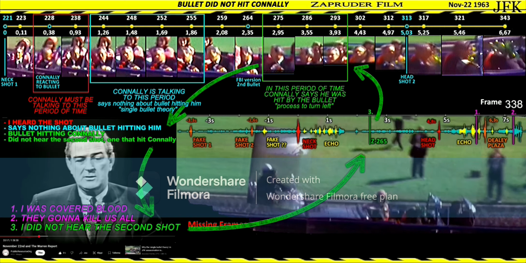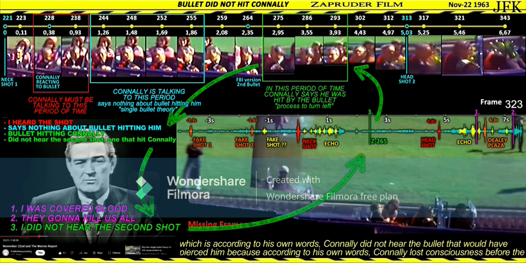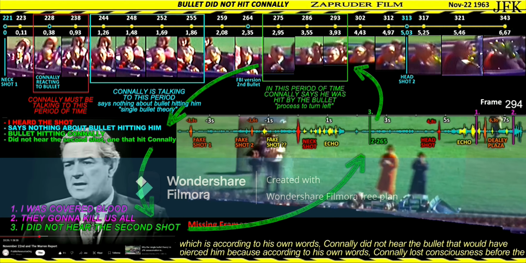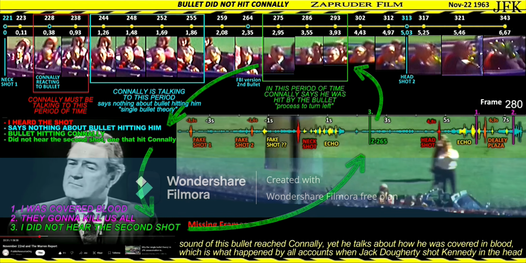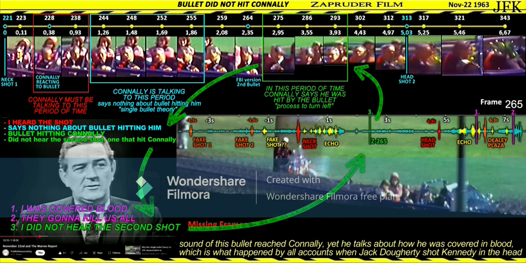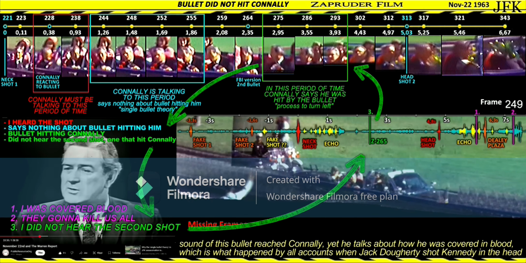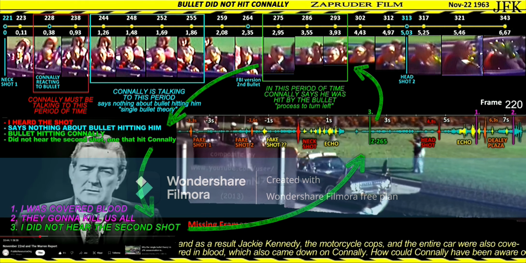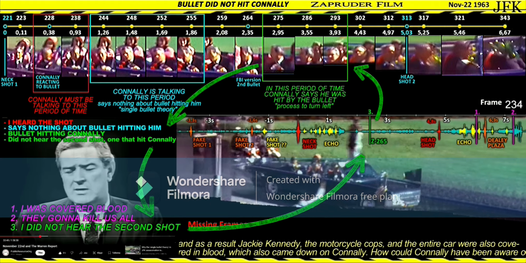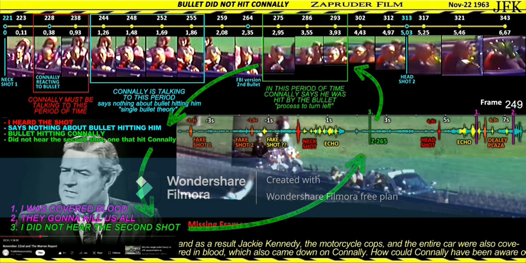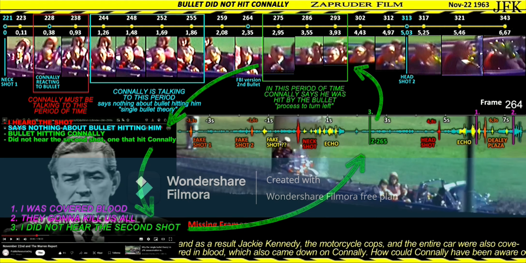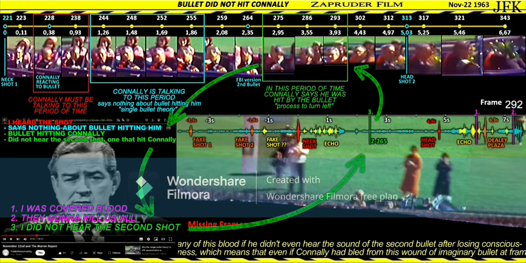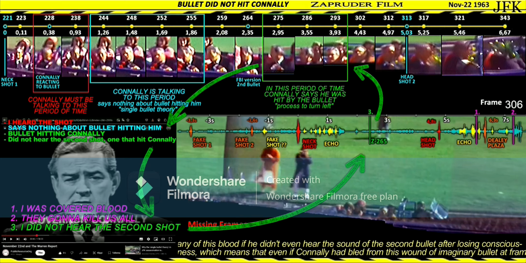If we look at number 3, according to his own words, Connolly did not hear the bullet that would have pierced him because, according to his own words, Connolly lost consciousness before the sound of this bullet reached Connolly, yet he talks about how he was covered in blood, which is what happened by all accounts when Jack Dougherty shot Kennedy in the head, and as a result Jackie Kennedy, the motorcycle cops, and the entire car were also covered in blood, which also came down on Connolly. How could Connolly have been aware of any of this blood if he didn't even hear the sound of the second bullet after losing consciousness?